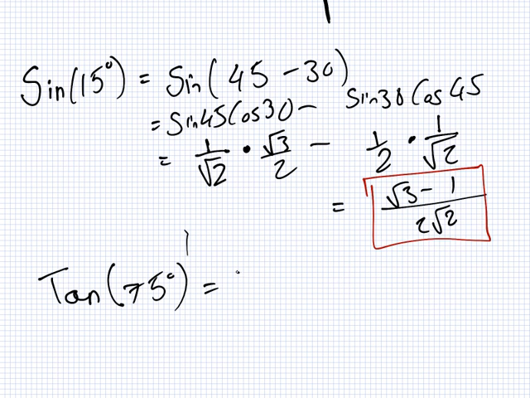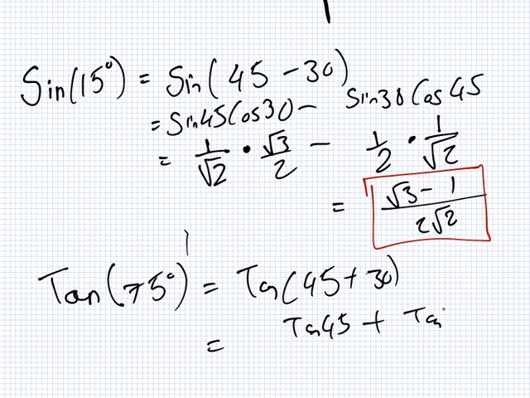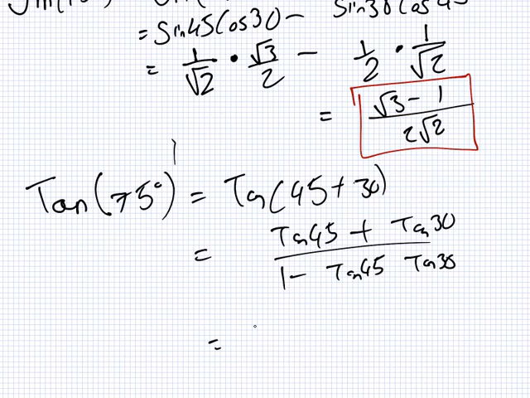Tan 75 is tan of 45 plus 30, which is tan 45 plus tan 30 over 1 minus tan 45 tan 30. Now, what is tan 45? 1. And tan 30 is root 3 over 3. So then that's 1 minus root 3 over 3, which you can stop there. The question may ask you to simplify.